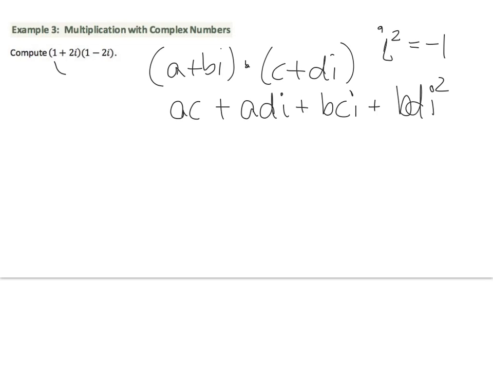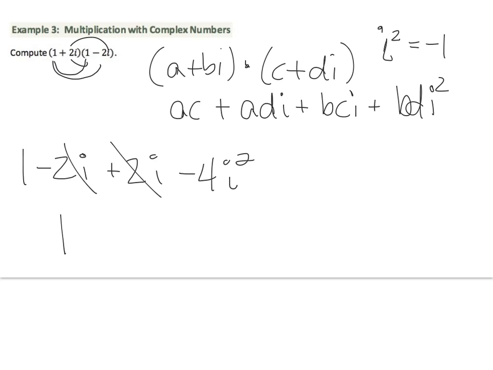So let's go ahead and FOIL this. I get 1 first, outer minus 2i, inner plus 2i, and last minus 4i squared. Those cancel. I have 1 minus 4, and remember i squared is negative 1, so 1 plus 4 is in fact 5.